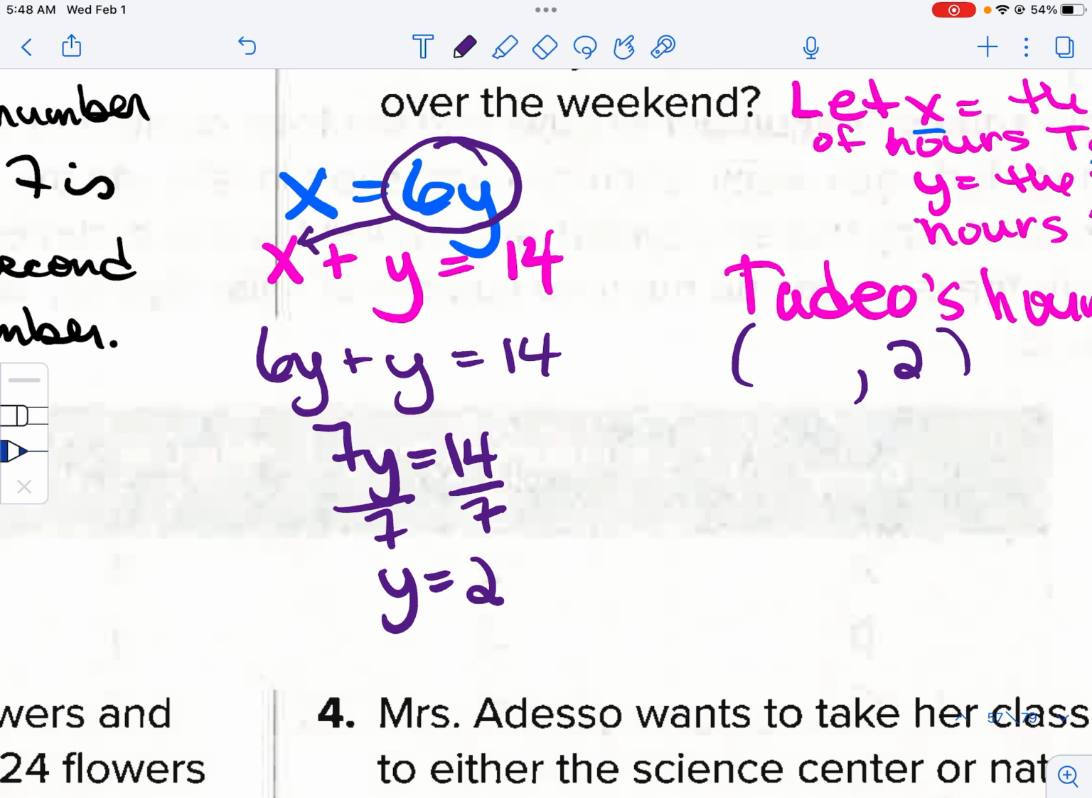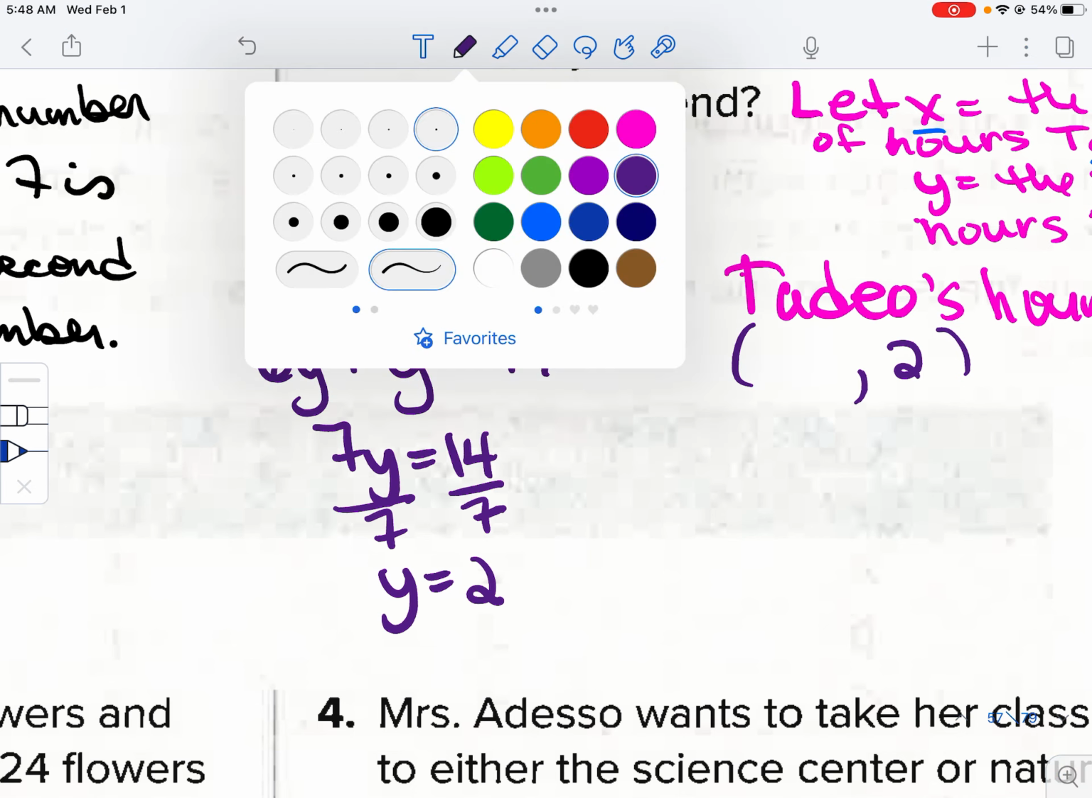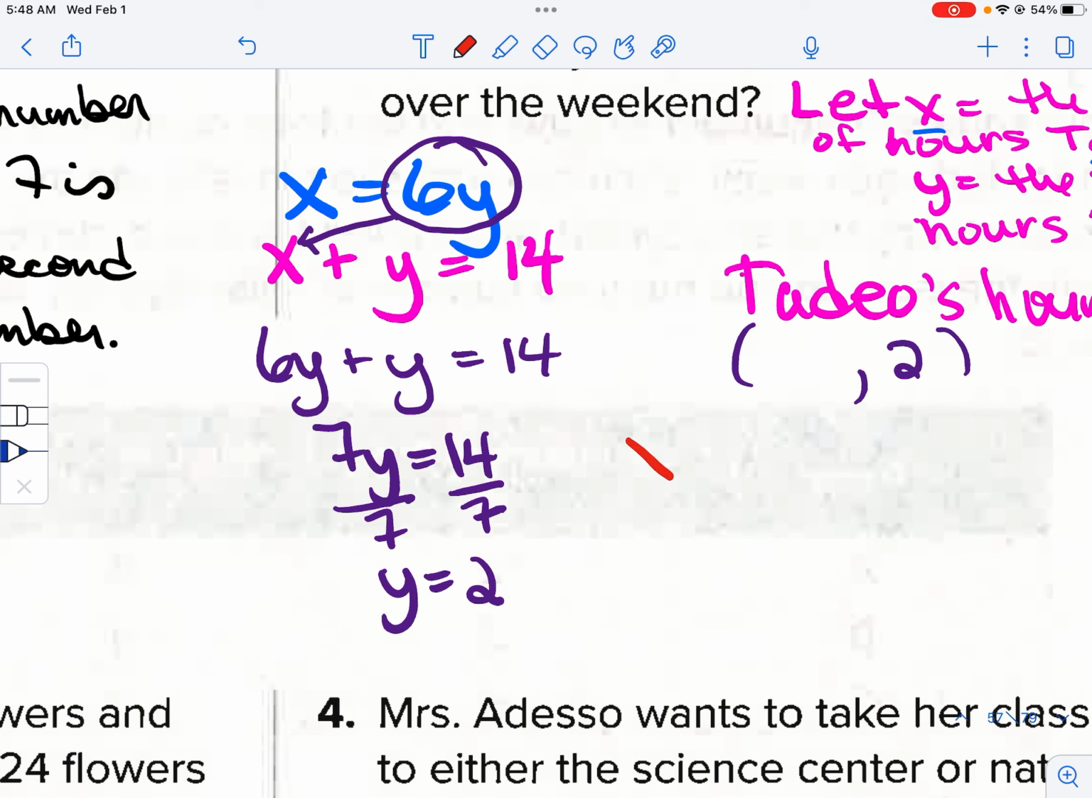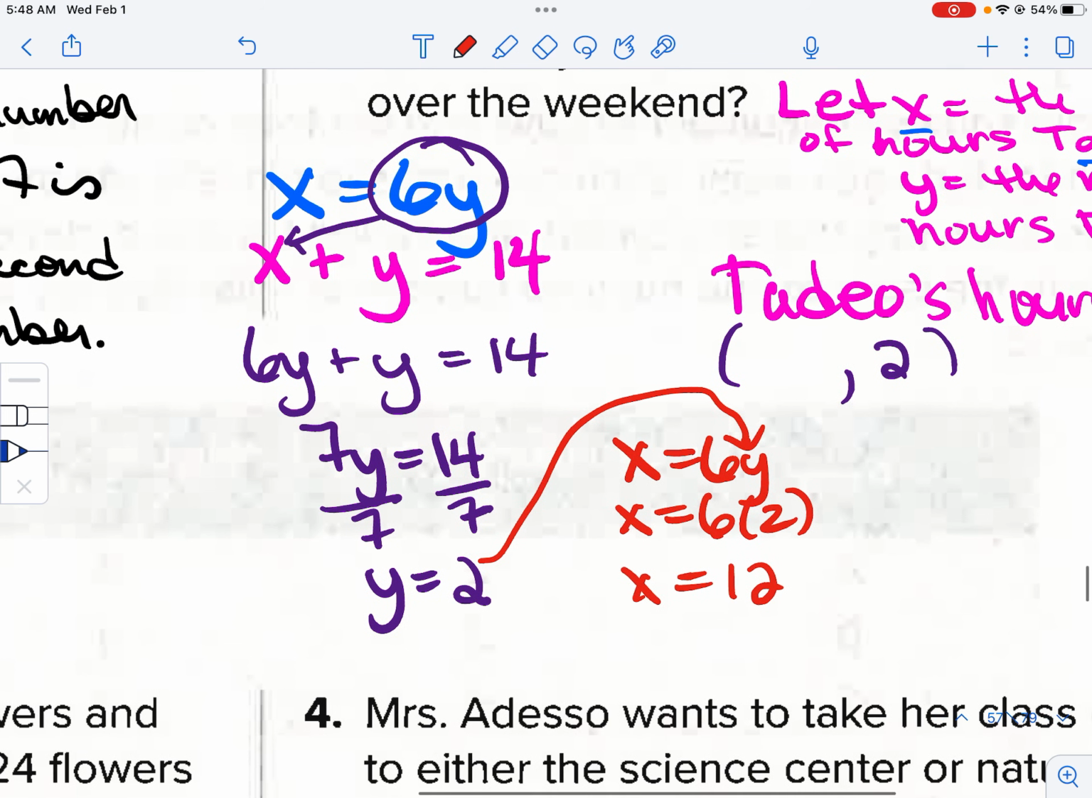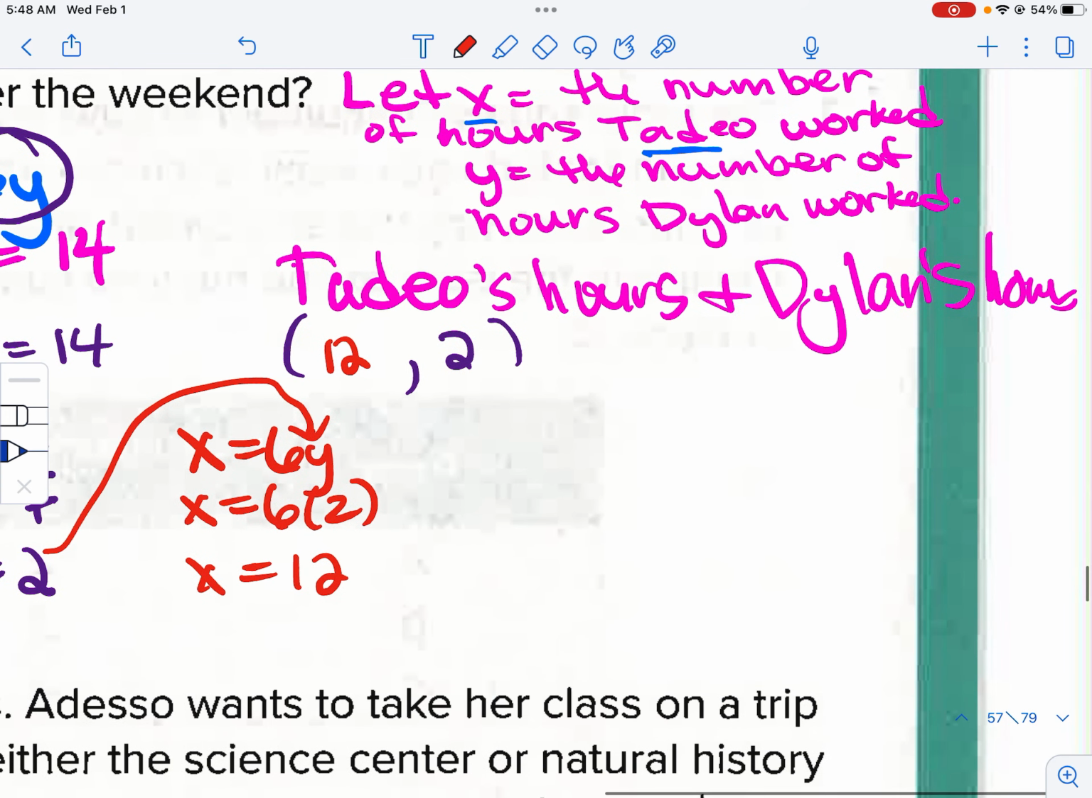Then I plug in x equals 6y. I replace the y with 2. So x equals 6 times 2. So x equals 12. So yes, I have the point where they intersect, but now I have to interpret what they're saying. What does this mean?